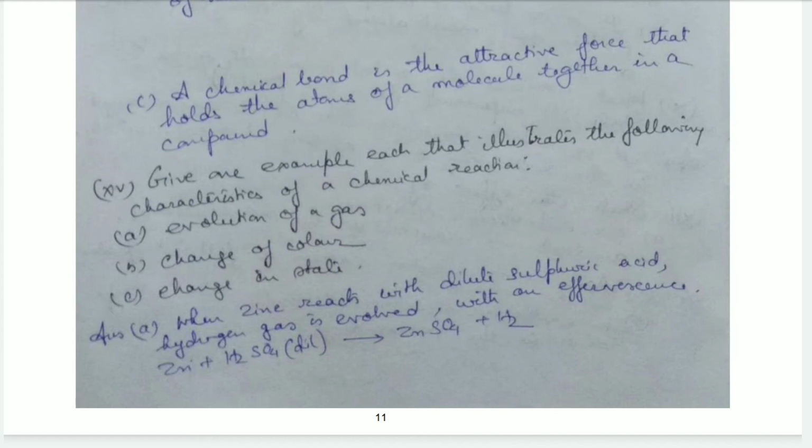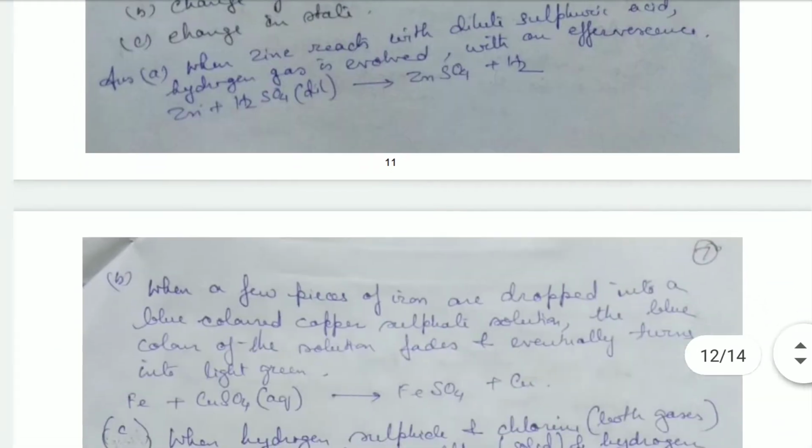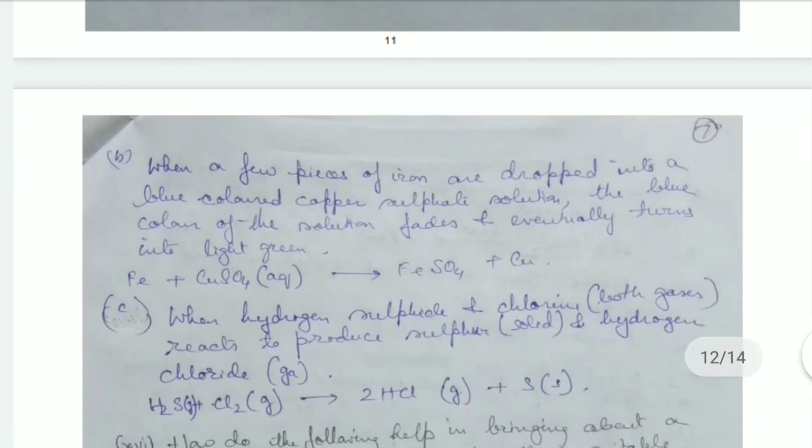So zinc reacting with dilute sulfuric acid to form zinc sulfate, and hydrogen gas is evolved, which is indicated by effervescence. Okay, next is change of color. When a few pieces of iron are dropped into blue colored copper sulfate solution. So copper sulfate solution is blue in color. So when few pieces of iron are dropped, the blue color of the solution changes into green, light green. Okay, so that is change of color.